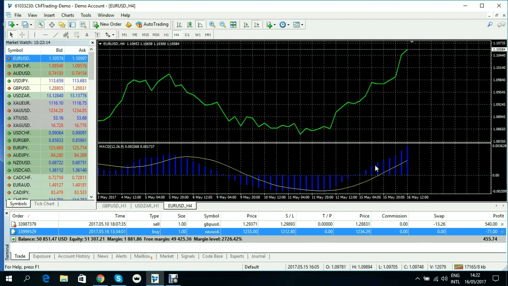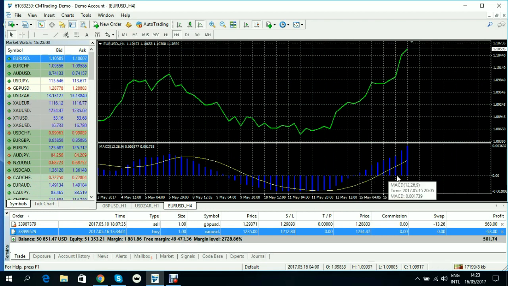So how does this signal line or the moving average line, this histogram and this 0 zone work? Or how does MACD in total work? Let's look at it this way. For a buy trend, the bars will have to cross, like here, above the 0.